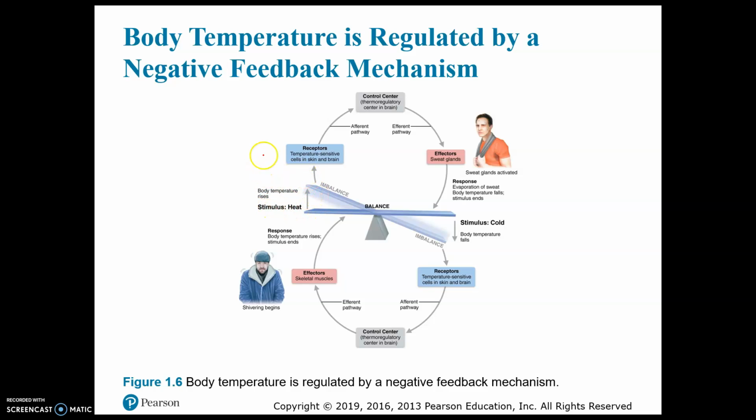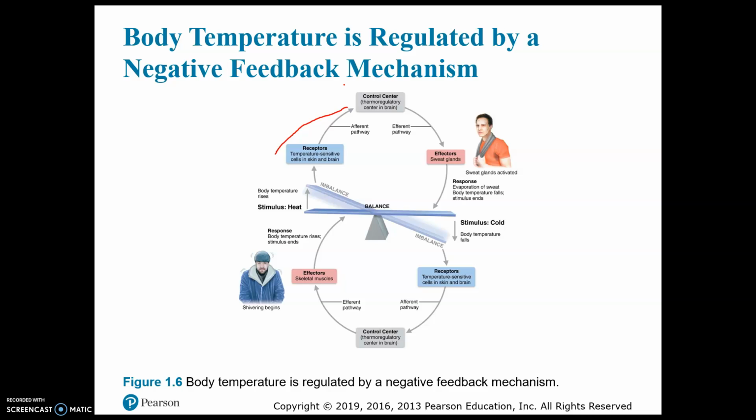When the body temperature rises, there are receptors, which are found in the skin and the brain, that are sensitive to temperature. They're going to send the information to the control center, which is in the brain. It happens to be in the hypothalamus. The control center is going to send information to, for example, the sweat glands. That's not the only effector, but in this case, we're just looking at sweat glands as the effectors.